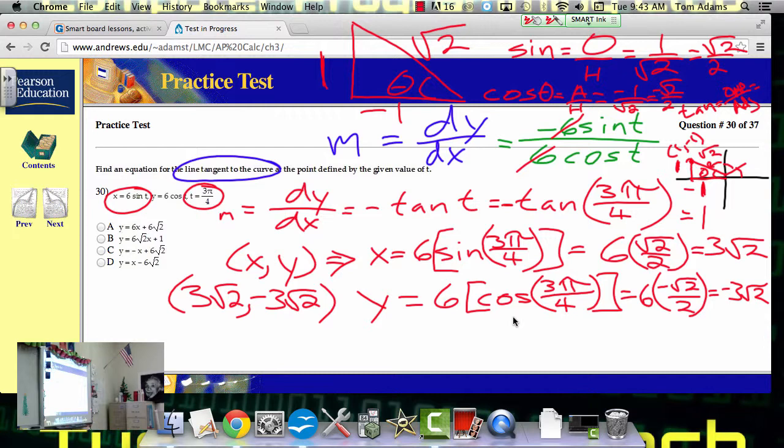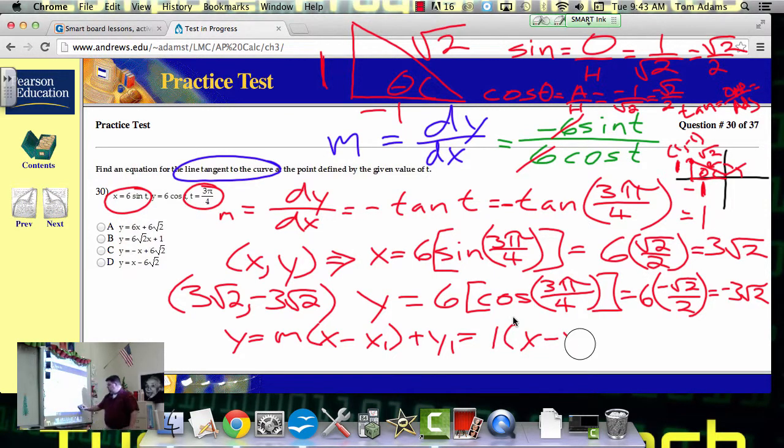So then you plug it into point-slope form. I need to plug this into y equals m times x minus x sub 1 plus y sub 1. What was my m? 1. So 1 times x minus x sub 1. What was x sub 1? 3 root 2, plus negative 3 root 2.